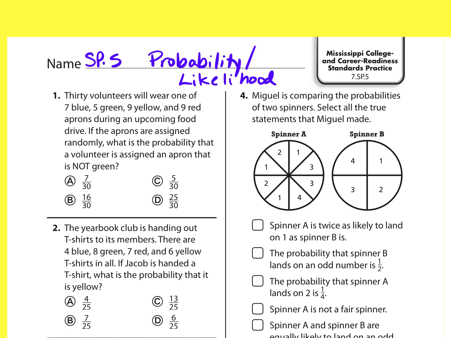Standard SP5 starts the probability standards, and this one focuses on the likelihood of an event occurring. We're focused a little bit on probability, but a lot of this is saying how likely is something to happen. So we're going to start here with problem number 8.